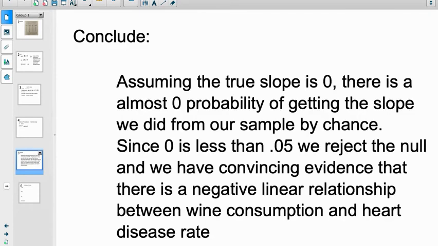Then our conclusion is, assuming that the true slope is 0, so we assume the null hypothesis is true, we had almost no probability, our p-value, of getting the slope we did from our sample. I think it was like negative 20 point something by chance. Since 0 is less than 0.05, we reject the null hypothesis. P-value is less than alpha level, we reject, and then we have convincing evidence that the slope is negative, basically. There is a negative linear relationship between wine consumption and heart disease rate.